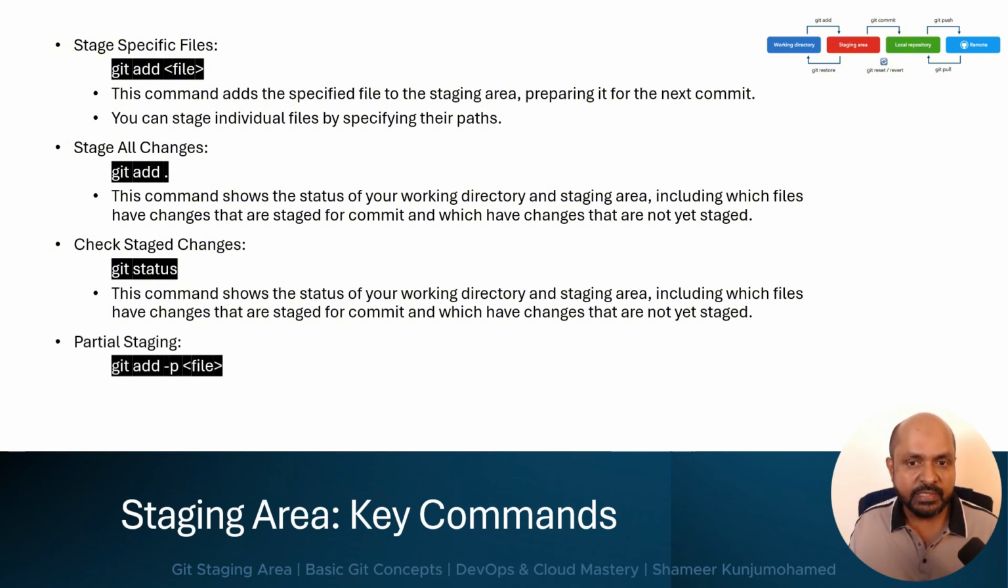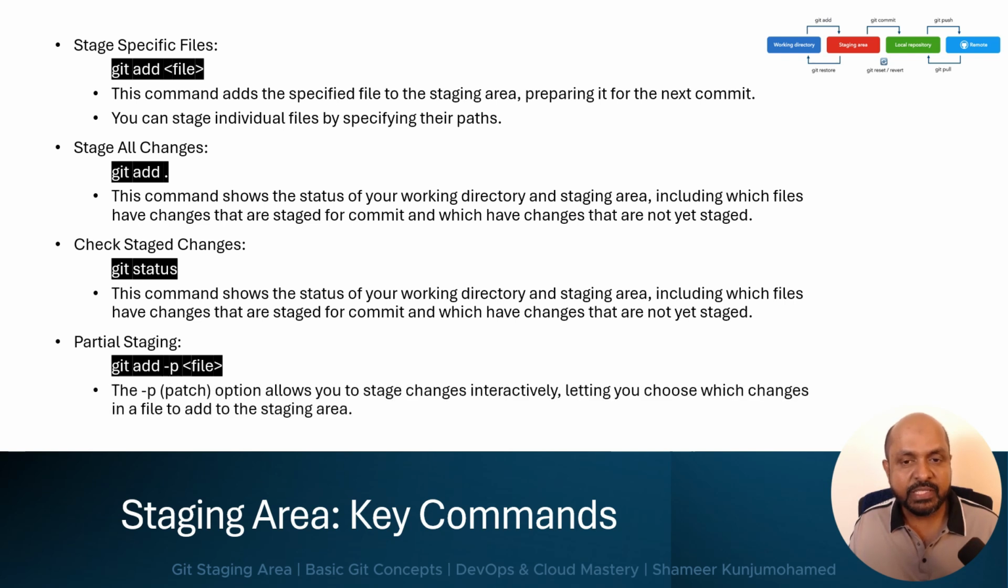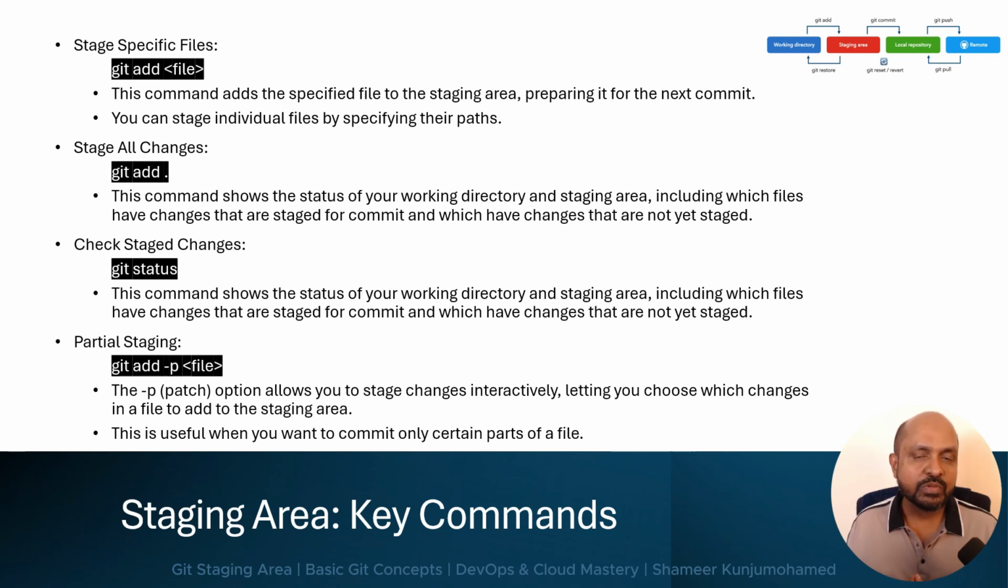Now, for partial staging, for more granular control over your commits, you can use git add -p followed by the specific file name. The -p option allows you to interactively select the changes in a file you want to stage. This means you can review each change and decide whether to include it in the staging area, offering precise control when you want to commit only specific parts of the file. These commands form the backbone of your interactions with the staging area. This empowers you to manage your changes with high precision.